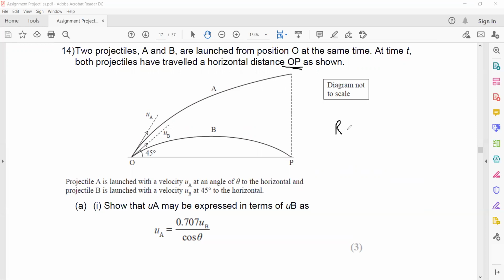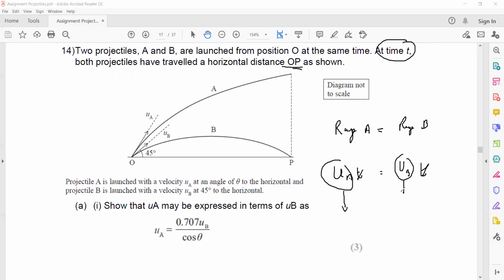So we can say the range of projectile A, in that time interval, is equal to the range of B. Range is a distance, and distance is speed multiplied by time. So UA multiplied by T is equal to UB multiplied by T. But what are UA and UB? That is actually the horizontal speed.